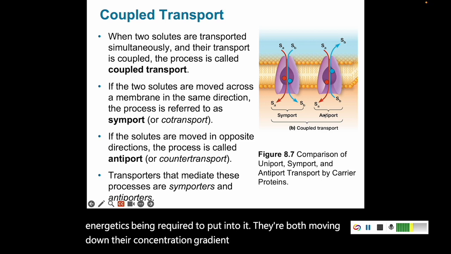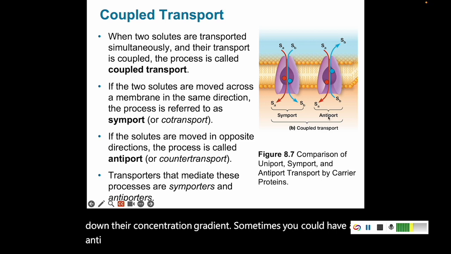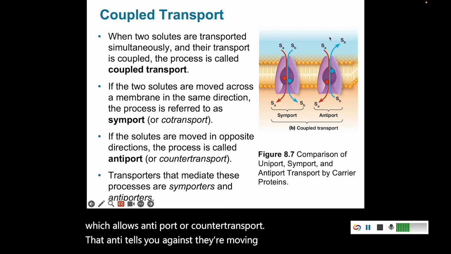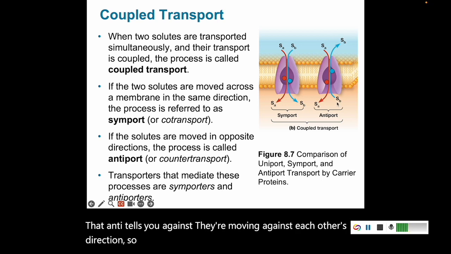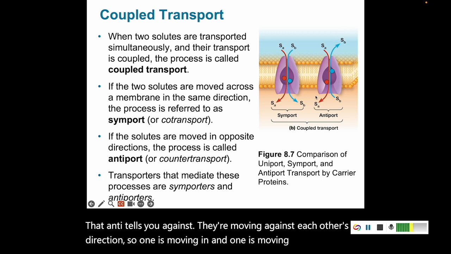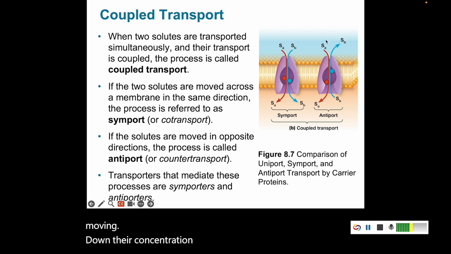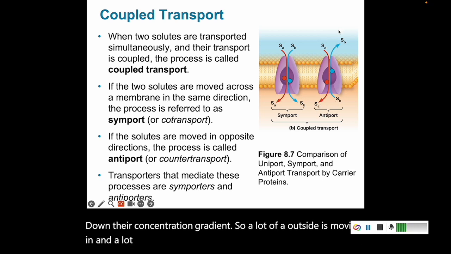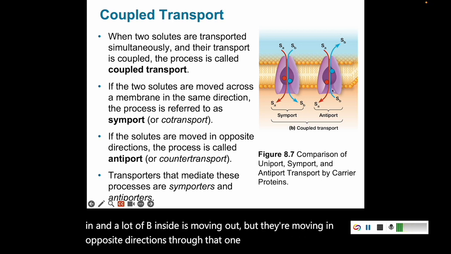Sometimes you could have an antiporter, which allows antiport or countertransport. That anti tells you against. They're moving against each other's direction. So one is moving in and one is moving out. Both are still moving down their concentration gradient. So a lot of A outside is moving in and a lot of B inside is moving out. But they're moving in opposite directions through that one transport protein. So that is antiport.